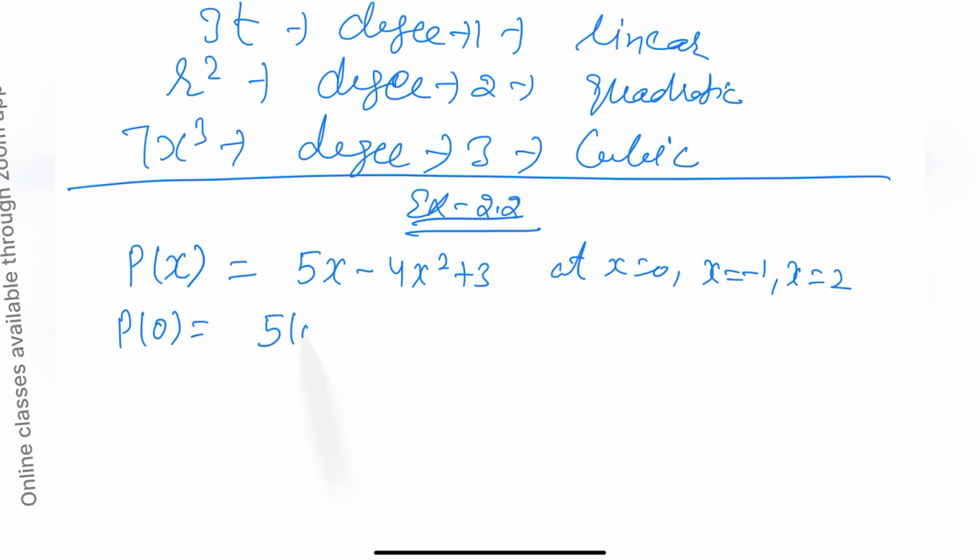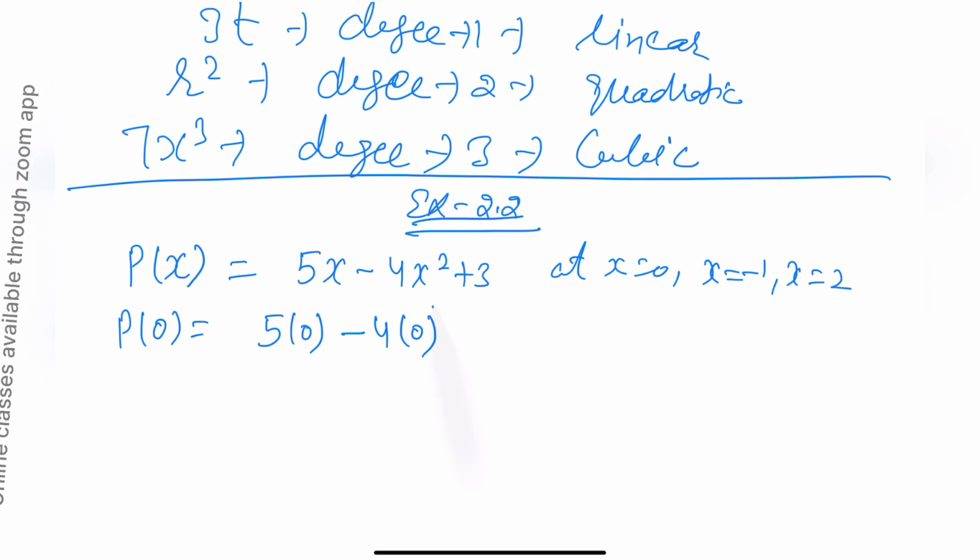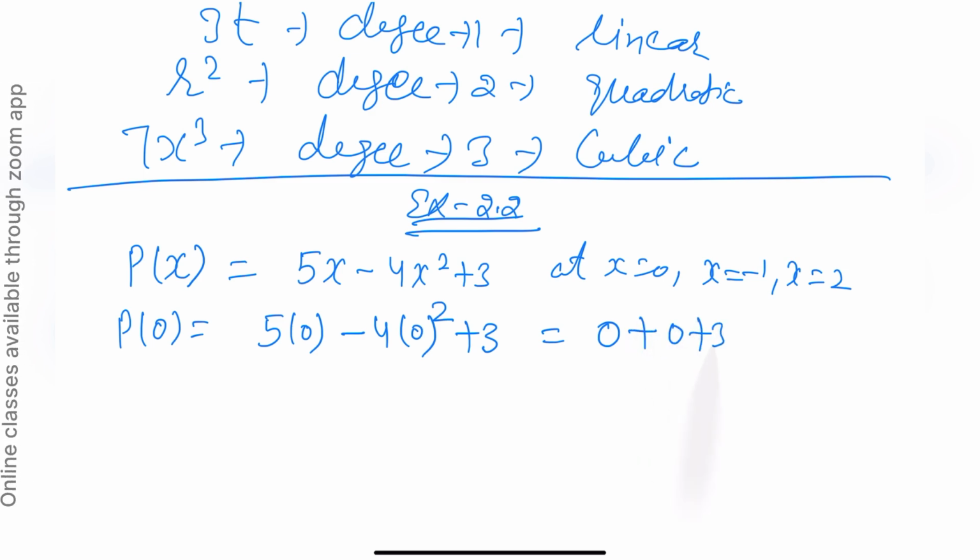So first we find p of 0. It means in place of x we have to put value 0. x के जगह पर हमें क्या पुट करना है, 0 वैल्यू को. तो वी कैन फाइंड p ऑफ 0. तो 5 इंटू 0 इज 0, 4 इंटू 0 इज 0, प्लस 3. तो वैल्यू क्या मिली हमें, 3. p ऑफ 0 क्या हुआ, 3.